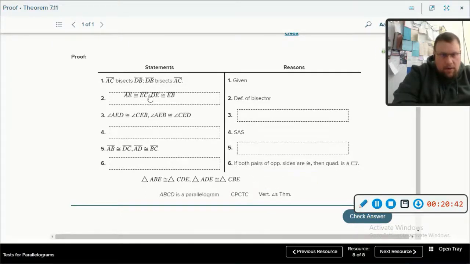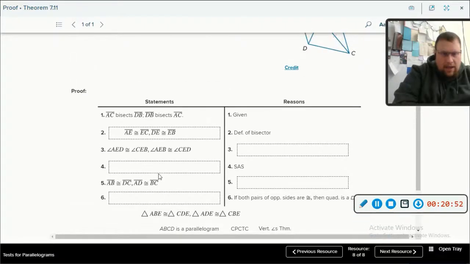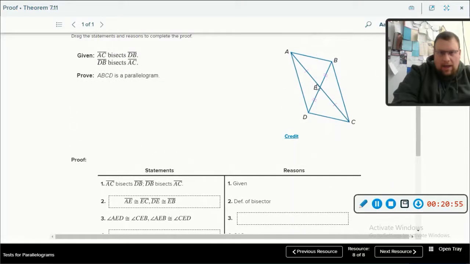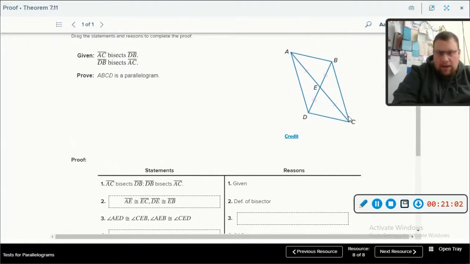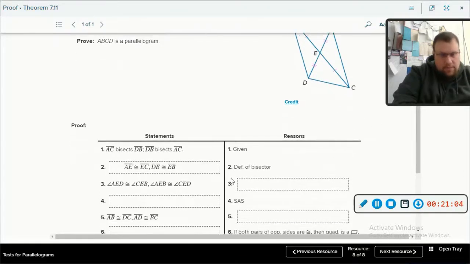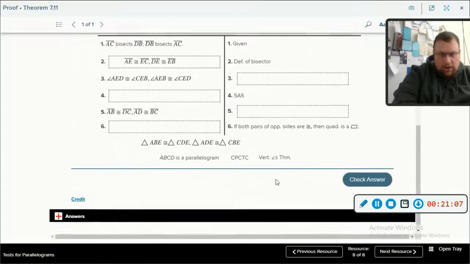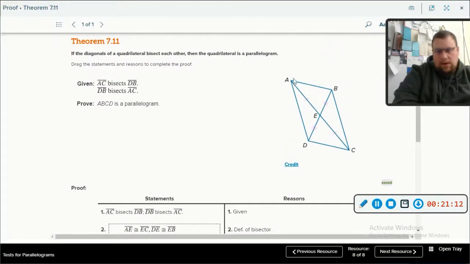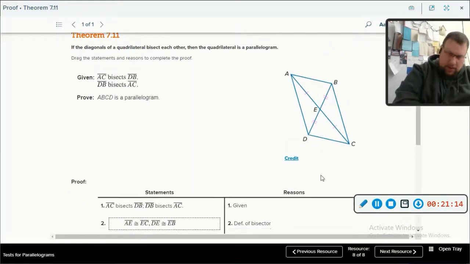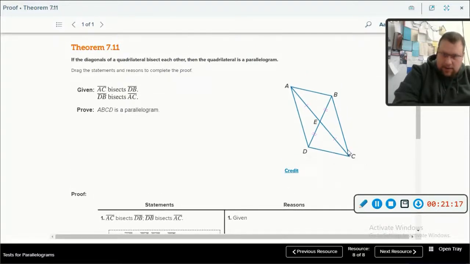Come on, where do we go? There we go. All right. So now we know those are true. That's the definition of bisector. Now it says angle AED is congruent to angle CEB. Well, aren't those vertical angles? Yeah. And what I missed was it also said angle AEB is equal to angle CED.